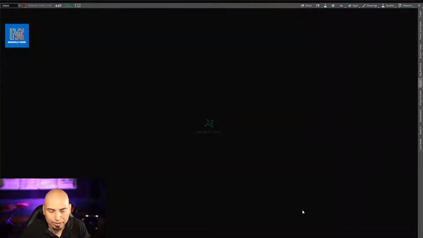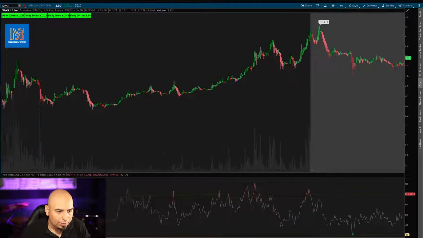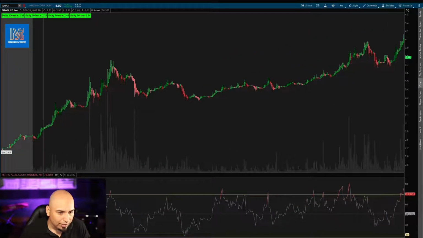All right, let's go to E-Man, another stock that was moving up on Friday. Let's draw our first support right at the market open. You can see that the RSI dipped right there. That's as much as we got, so that's going to be our area of support.